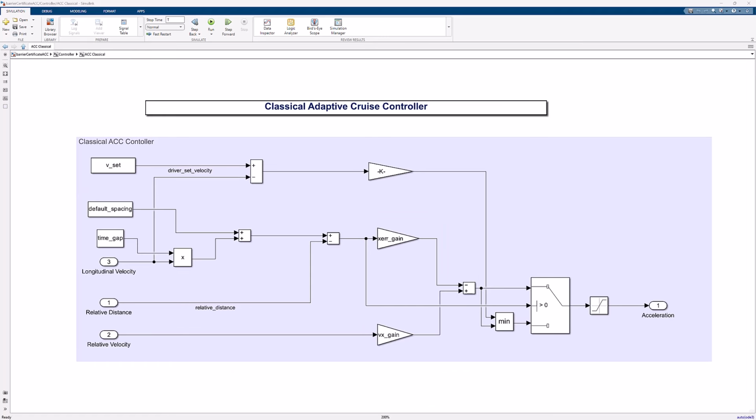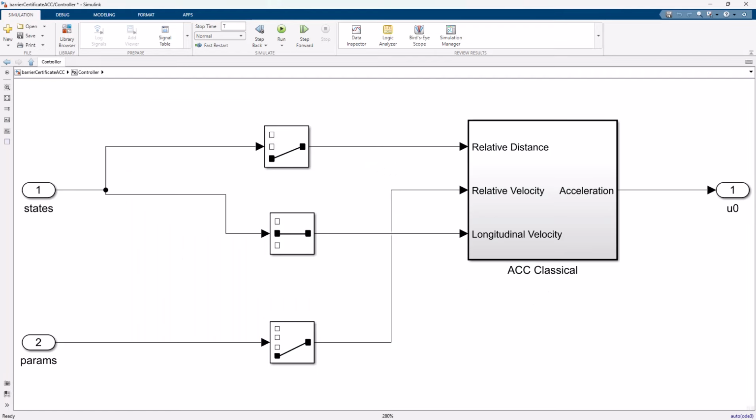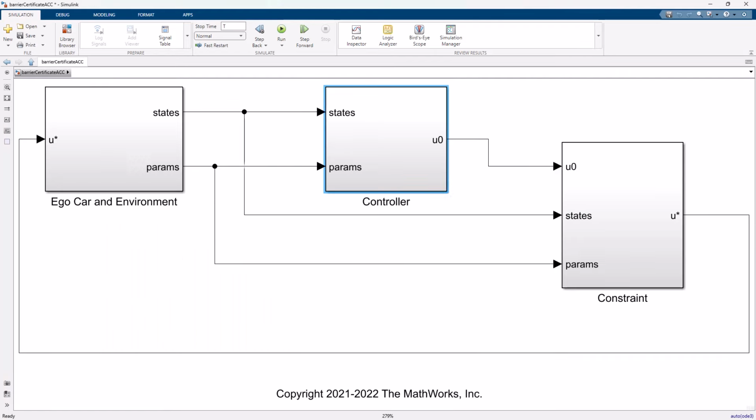At the core of the switching is a logic block. It checks if the spacing error, that is the desired minus the actual distance, is greater than 0. If it's true, then the car is too close and the distance control loop is activated. Otherwise, the speed control loop is used. So this setup forms the closed loop system.